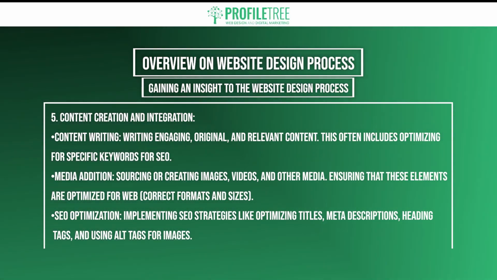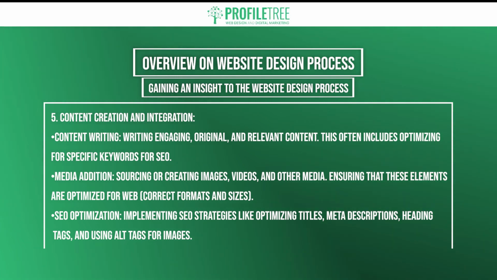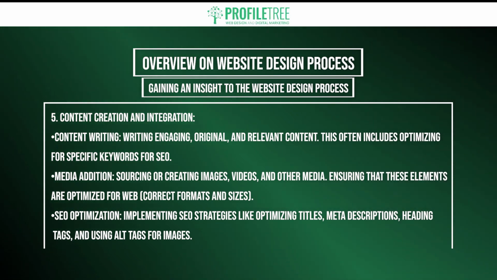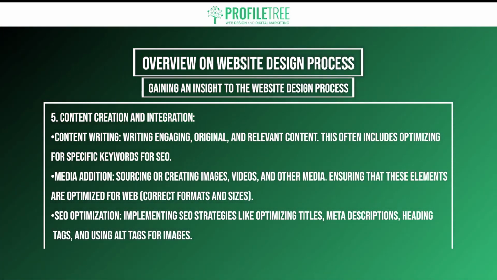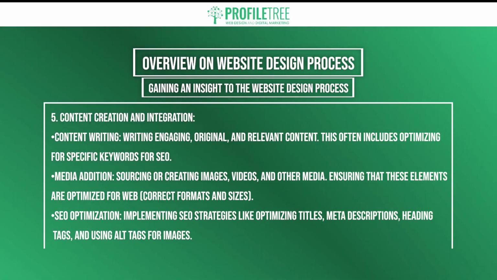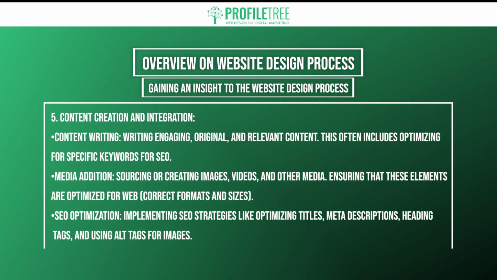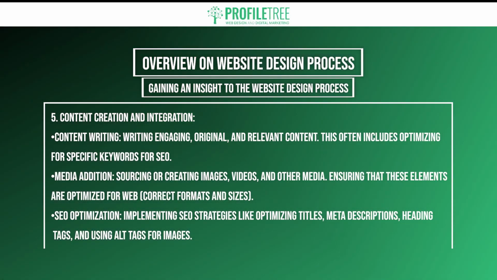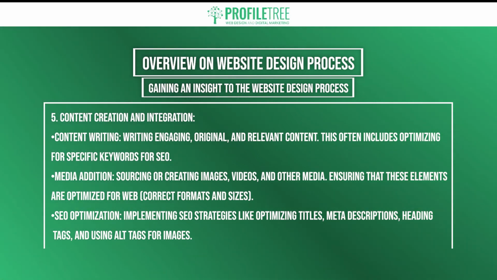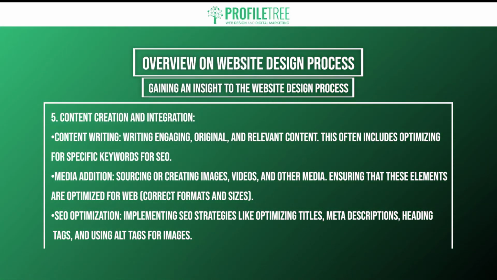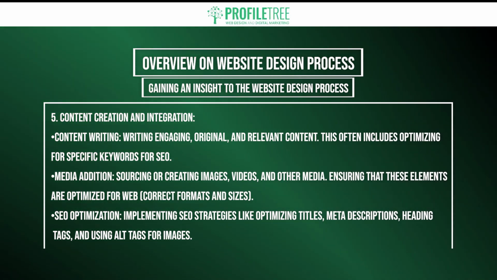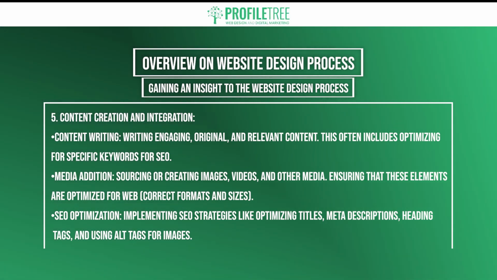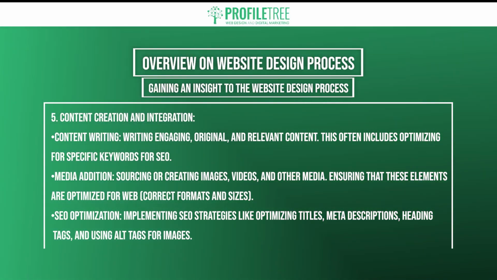You also have to think about the media addition, so sourcing or creating images, videos, and other media, ensuring these elements are optimized for web, so that's with the correct formats and the correct sizes. Lastly would be the SEO optimization, so implementing SEO strategies like optimizing titles, meta descriptions, headings, tags, and alt tags for images. So that's just a couple of steps on what you would need for the overall website design process. And just to go through it all, we'll go through the process of building a website.